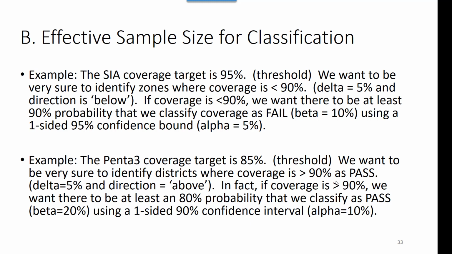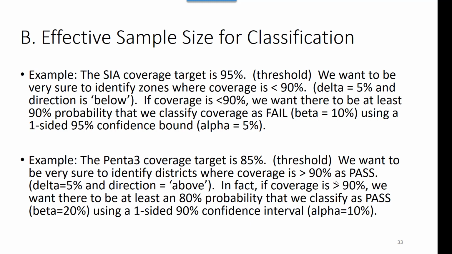And then we're going to use a 95% confidence bound. And so the fact that it's a 95% bound, that tells us that alpha is 5%. So that's one example. We have a second example here. If we said the primary outcome is Penta-3 and the target is 85%, that's our threshold value. We say we want to be very sure that we're going to identify districts where coverage is above 90, and that we give those a classification of passing. So we see right away that, again, delta is 5%, and in this case, the direction is above.